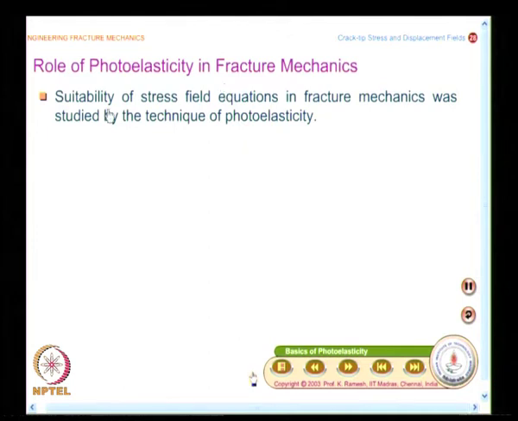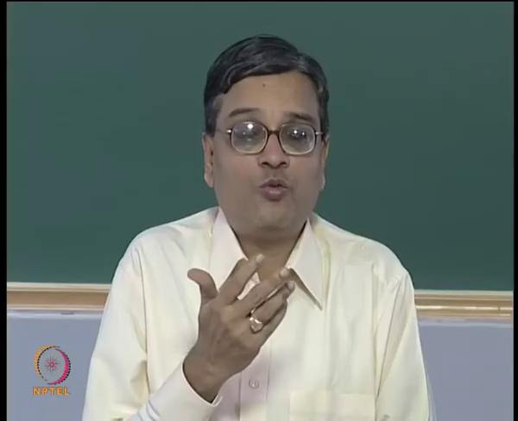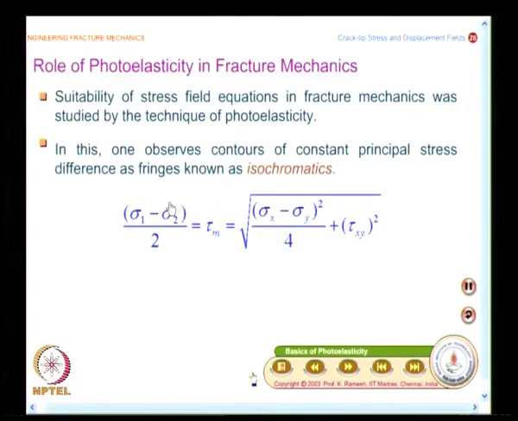I have always been mentioning that whatever stress field we obtain, whether it is suitable for a given situation, was established by the technique of photoelasticity. Then the question comes how. So, we have to know what the photoelastic fringes really represent. In photoelasticity, one observes contours of constant principal stress difference, which are labeled as fringes, and these are known as isochromatics.